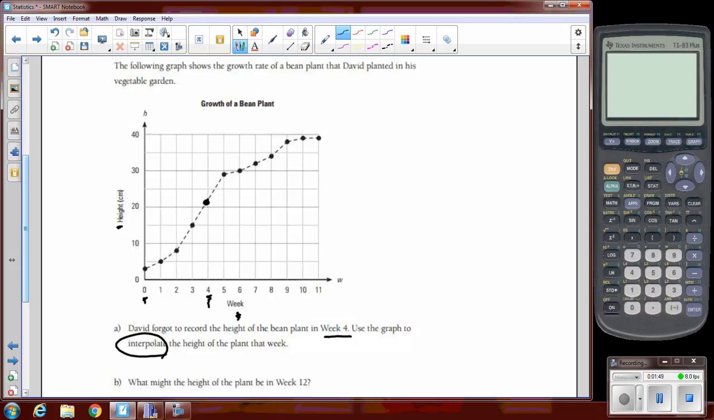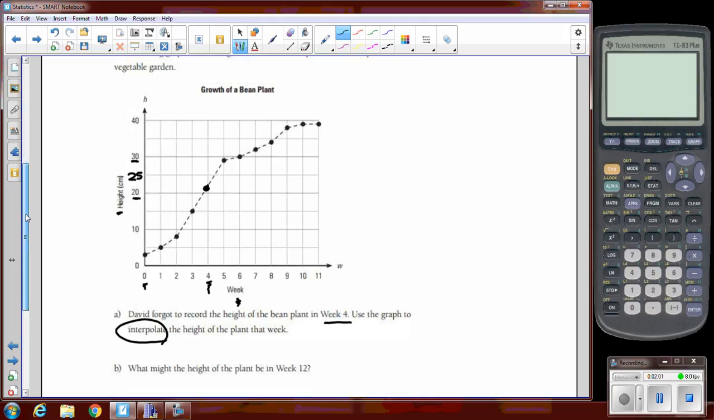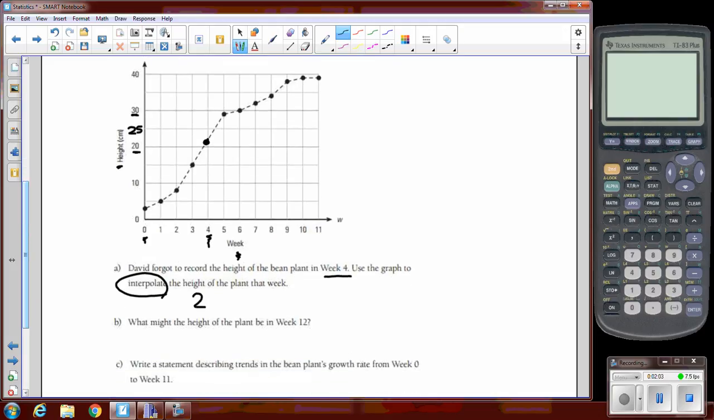So if we look, here's 20, here's 30, here's halfway in between, so this must be 25. This is less than 25, but not quite in the middle, so maybe we'd say around 21 or 22 centimeters. So we interpolated that data from within the graph.